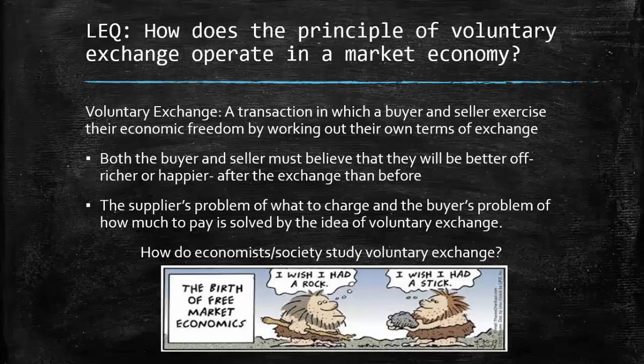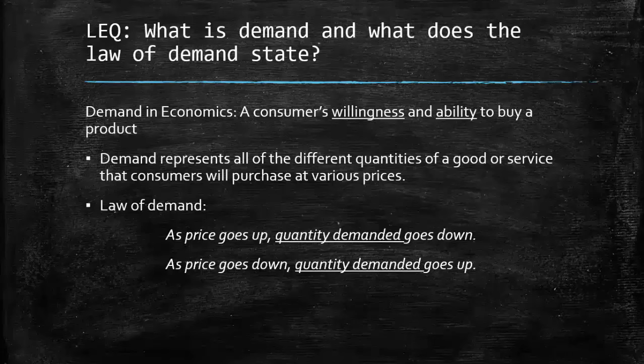Now, the way that economists study voluntary exchange, that is, figuring out why stuff costs what stuff costs, is through supply and demand. And for the next few nights, we are covering demand. Now, demand, quick refresher: a consumer's willingness and ability to buy a product. And the law of demand: as price goes up, quantity demanded goes down. As price goes down, quantity demanded goes up. That's called an inverse relationship. It's the opposite. As one goes up, the other goes down.